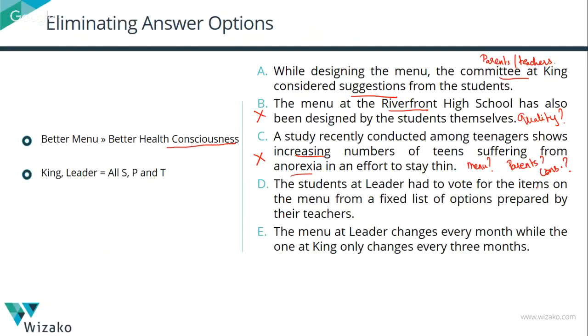The students at Leader had to vote for the items on the menu from a fixed list of options prepared by their teachers. The teachers have actually given the options that the students at Leader voted for, which means the teachers had a role to play in the menu at Leader. Kind of like A. A says the students also had a role to play at King, and D says it was not just purely students, it was also the teachers. So the intention behind A and D seems to be the same thing, to imply that it was not just parents or not just the students designing the menu at the two places, right? So I'm holding on to D as well. We'll consider this option as well.